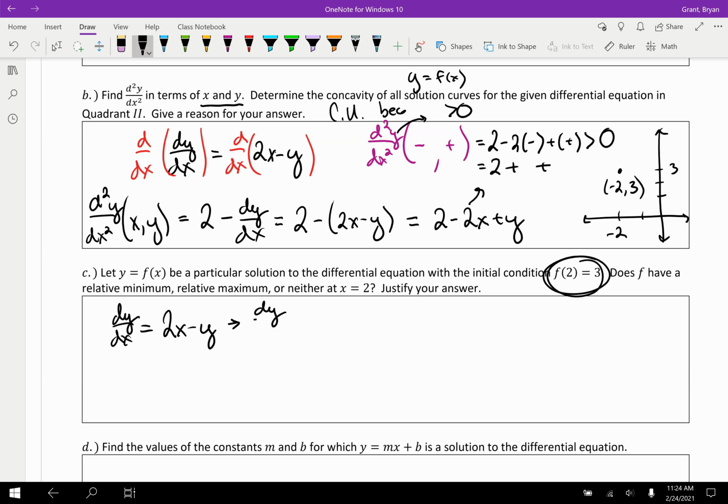Let's find dy dx of the point 2, 3. That gives us 2, replace the x with 2, the y with 3. 4 minus 3 is 1. My slope, my derivative at 2, 3 is 1. Can that be a critical point? No, the slope would have to be 0 or undefined. And so it cannot be a relative min or max because this point is not a critical point. And so we'd conclude with neither at x equals 2 because 2, 3 is not a critical point.